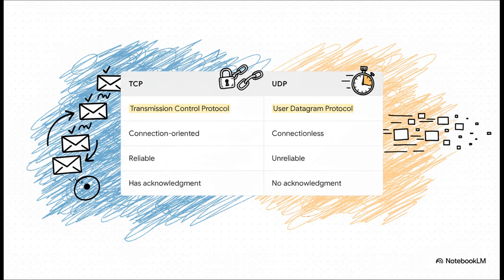Absolutely. Think of TCP, or Transmission Control Protocol, as registered mail. It's all about reliability. It establishes a firm connection, sends the data, and then waits for an acknowledgement receipt to confirm every single piece arrived safely. It's a bit slower, but it's guaranteed. On the flip side, you have UDP, the User Datagram Protocol. This is like standard mail. It's connectionless. It just sends the data out there and hopes for the best. It's way faster, but offers zero guarantees.